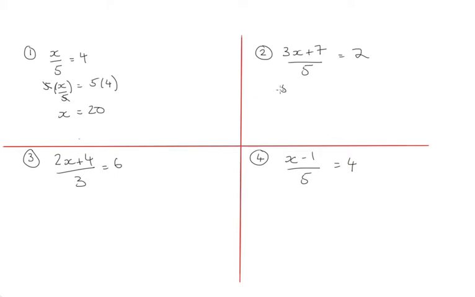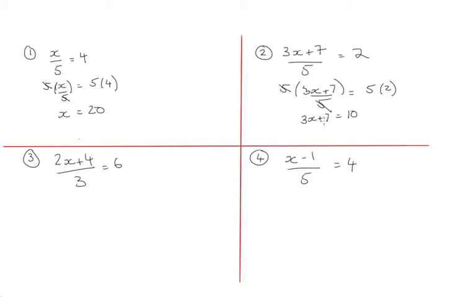So I want to get rid of that 5, so I'm going to multiply both sides by 5. 3x plus 7 over 5 equals 2. This cancels out, so we're left with 3x plus 7 is equal to 5 multiplied by 2, which is 10. Now we need to solve the rest of the equation.